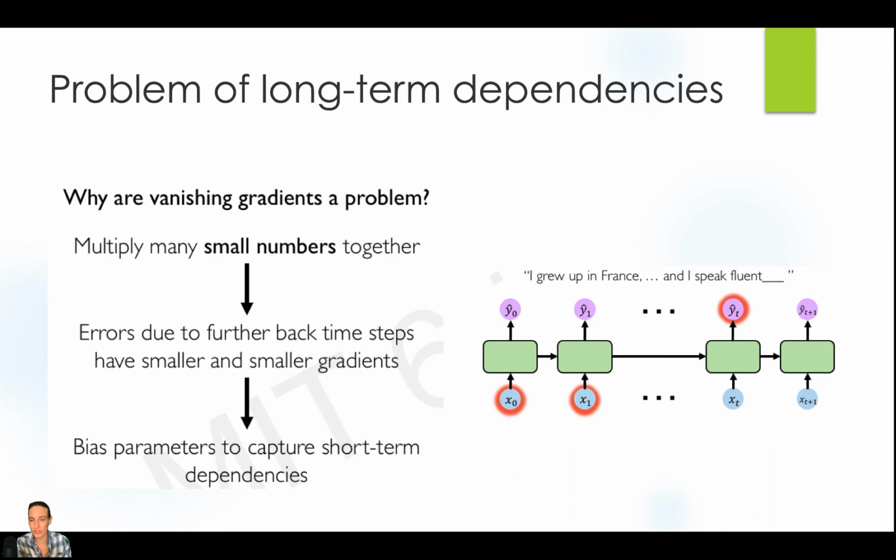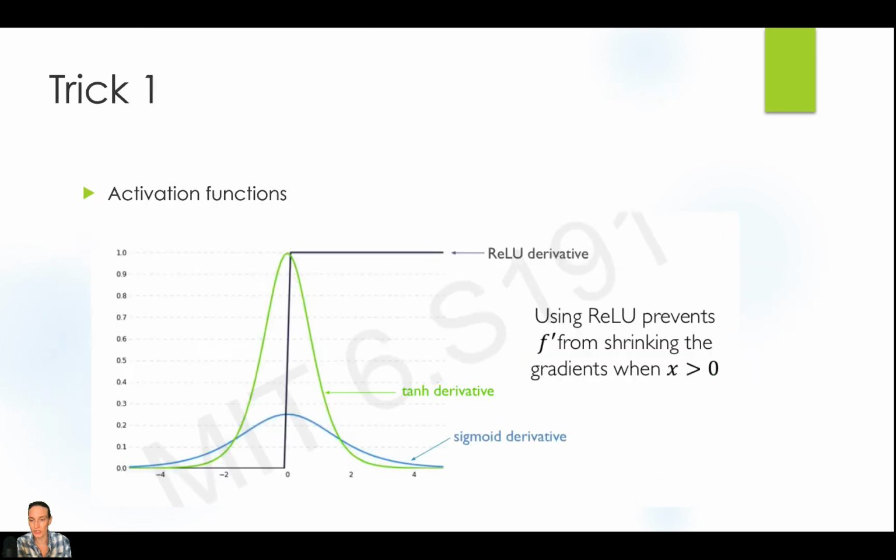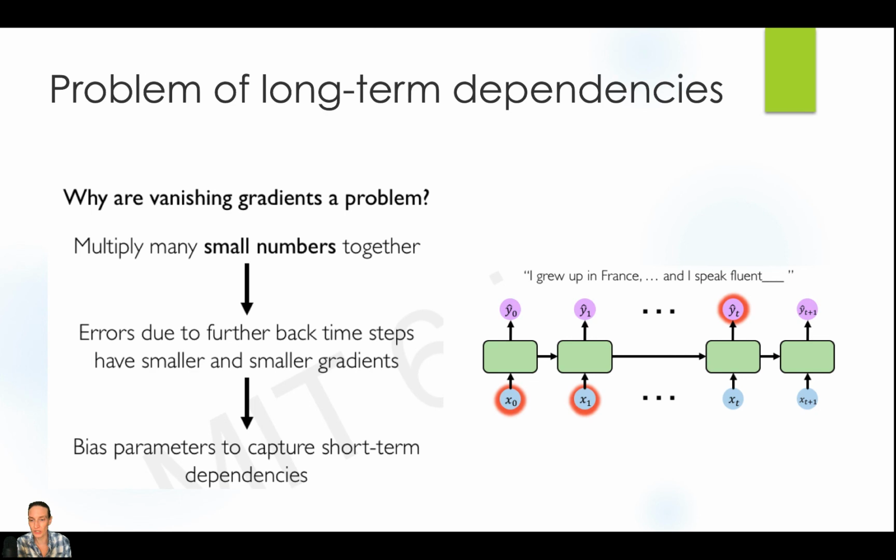So why are these vanishing gradients a problem? As I said before, if we multiply a lot of small numbers together, it is harder to propagate these errors back in the past, so we end up biasing our network to capture more short-term dependence. Basically, the network is forgetting the longer-term errors. This can be a problem.